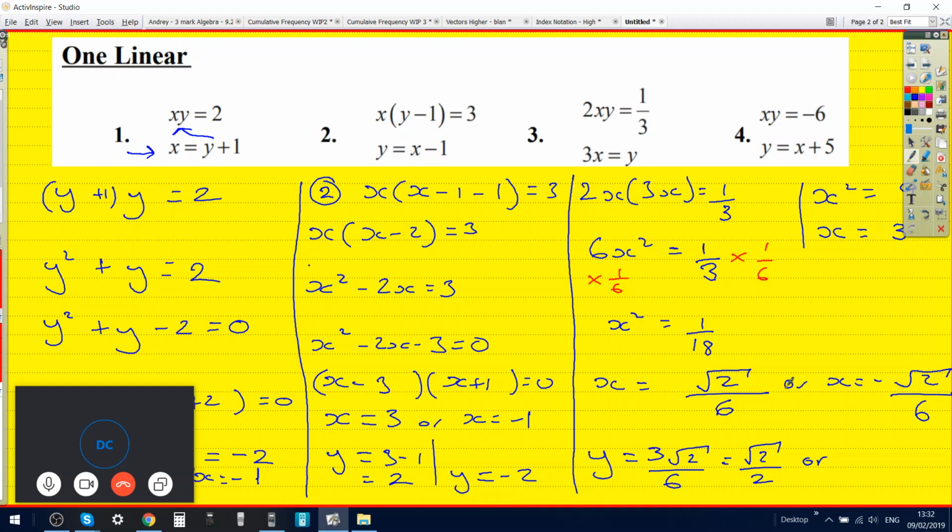And then the next one, would it be the same answer but negative? Yep. Or minus root 2 over 2.